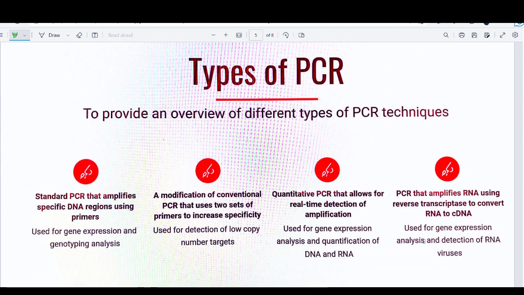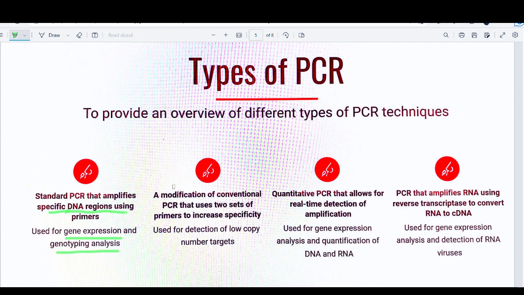In the next part of the video, I'm going to talk about the types of PCR, which is very important. We have 4 types of PCR. First, standard PCR, which amplifies a specific DNA region using primers. It is used for gene expression and genotyping analysis.